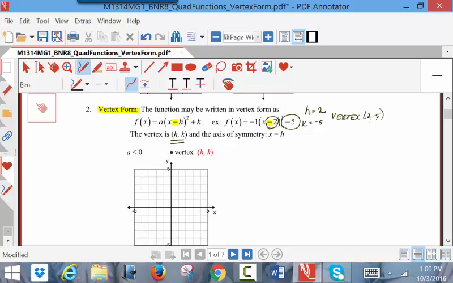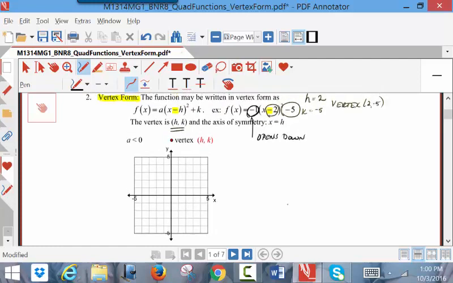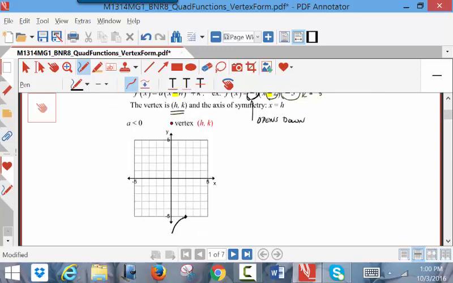So in this example, our vertex is 2, -5, and the negative in the very front, whether it's a -1 or a -3 or whatever it is, tells us that it opens down. And we remember from transformations, that's where you flipped it over the x-axis, which made it open down. So if I wanted to do a rough graph of this, my vertex is 2, -5, which would be way down here. And then it's supposed to open down, so it looks something like this.